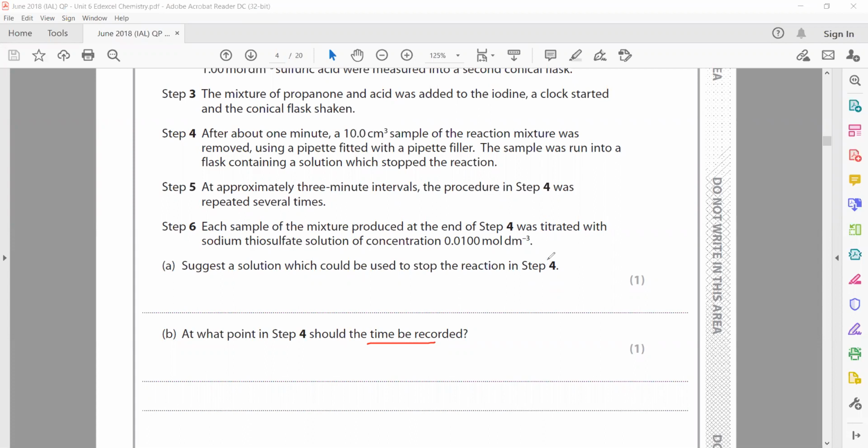So both ways are accepted: when it is completely transferred, or when half of the solution is transferred into a container having the quenching agent.